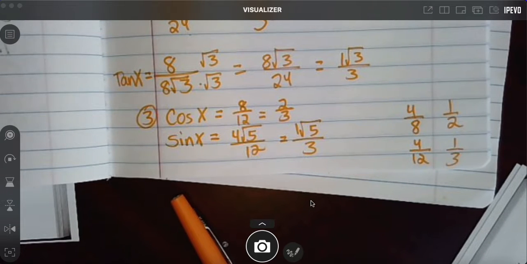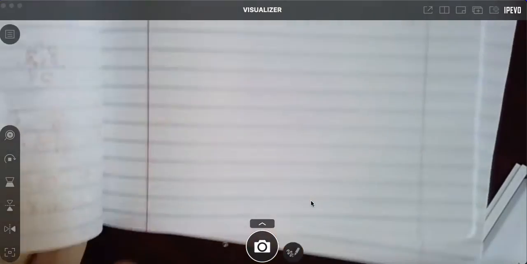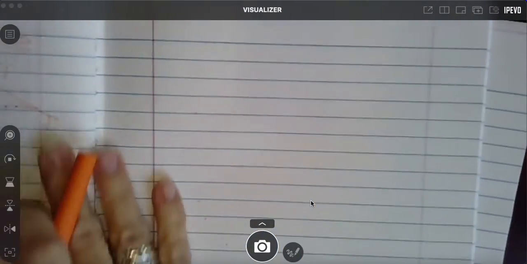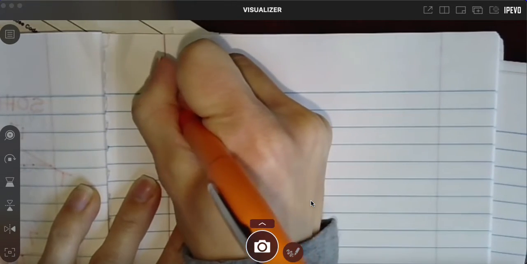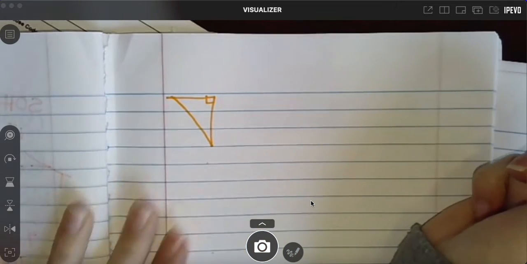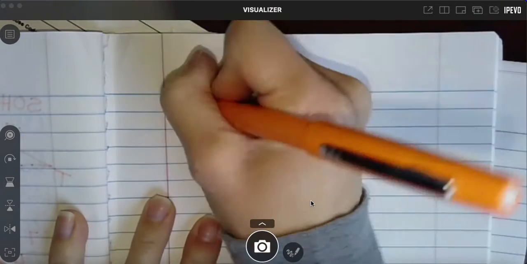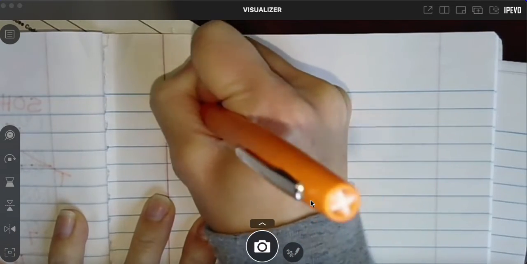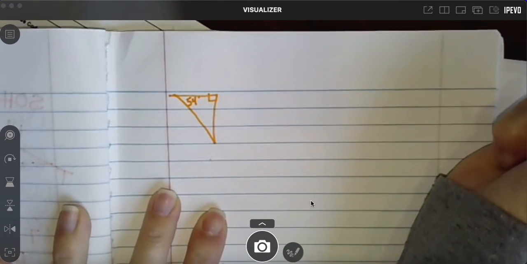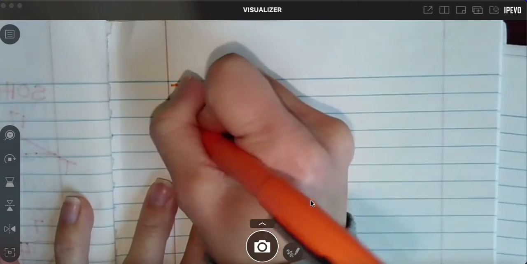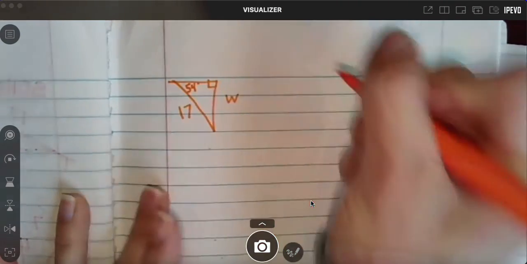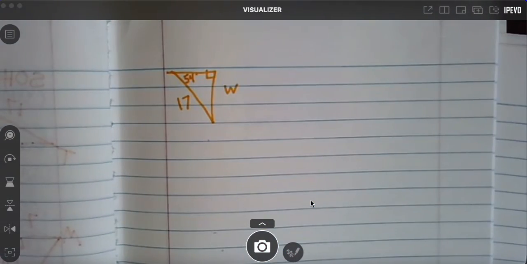I won't do that one just yet. Let me draw a triangle. It's looking like the next little section on your worksheet. Notice that they give me angles now. I know that that's a right angle because that's what we're dealing with, right triangle trig. They tell me that this little angle, it's probably hard to see, but that's 54 degrees. And then they tell me that this side is 17, and now I'm looking for another side.